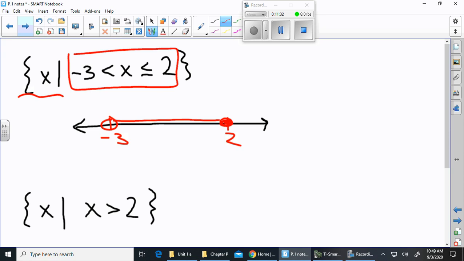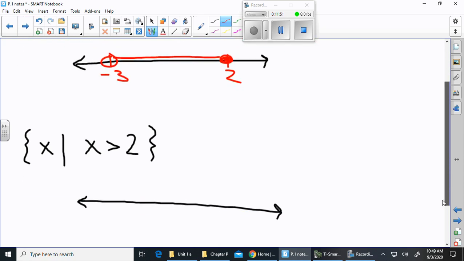What is that in interval notation? -3, 2. Look at the sign. Doesn't have an equal sign. Parenthesis. Has an equal sign. Bracket. The smaller number is always first.